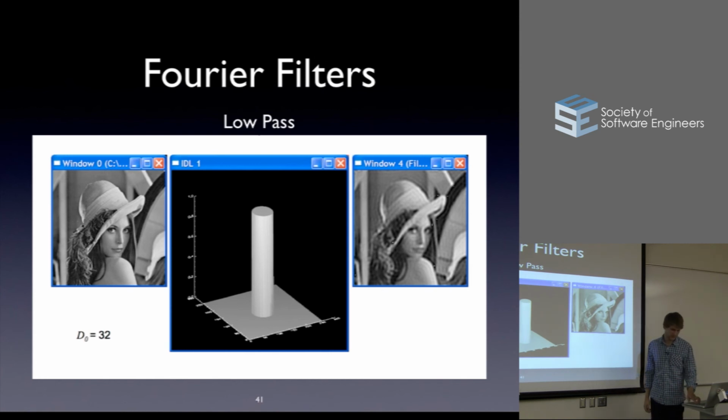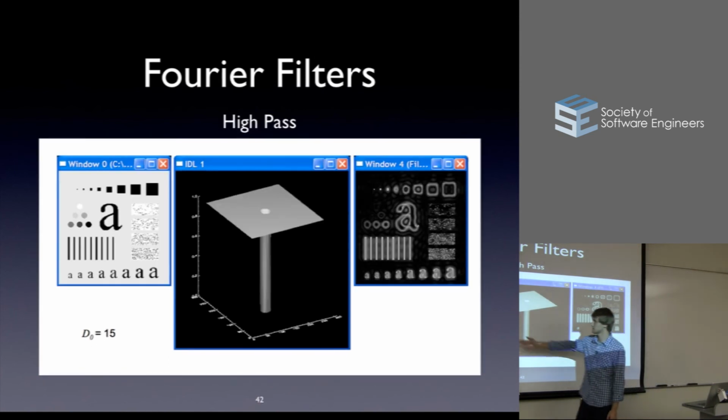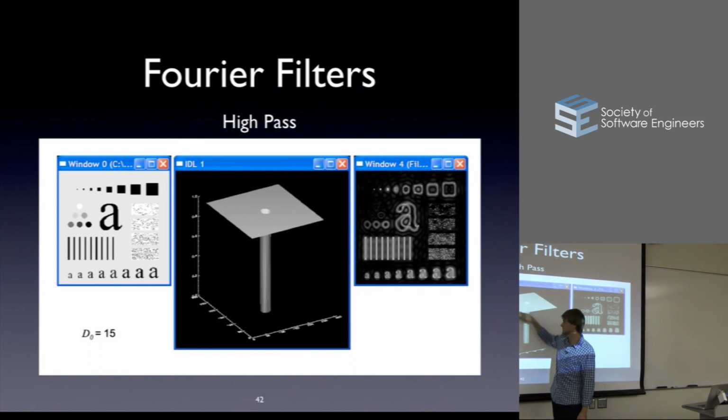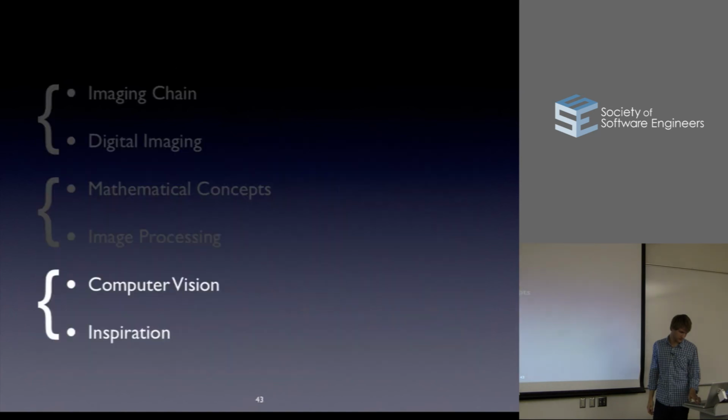And then you can also do the exact opposite, where you have a high-pass filter. So if you have this original image, you take the Fourier transform, you threshold it where you only use high-frequency information and get rid of the low frequency, and you get a really nice edge detector. So we can use these things for things like computer vision.